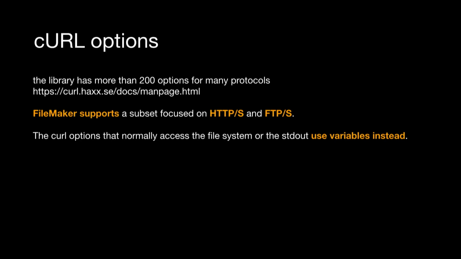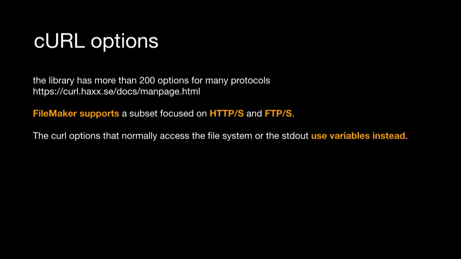Write it down. I'm going to show this slide only once, and we're going to cover all of them. There are more than 200 options in cURL, but FileMaker supports a subset of them. It's a choice. They didn't rewrite the library. They used the library, but they chose to, for now, support only HTTPS and FTPS. We don't know if anything else is going to come in the future.